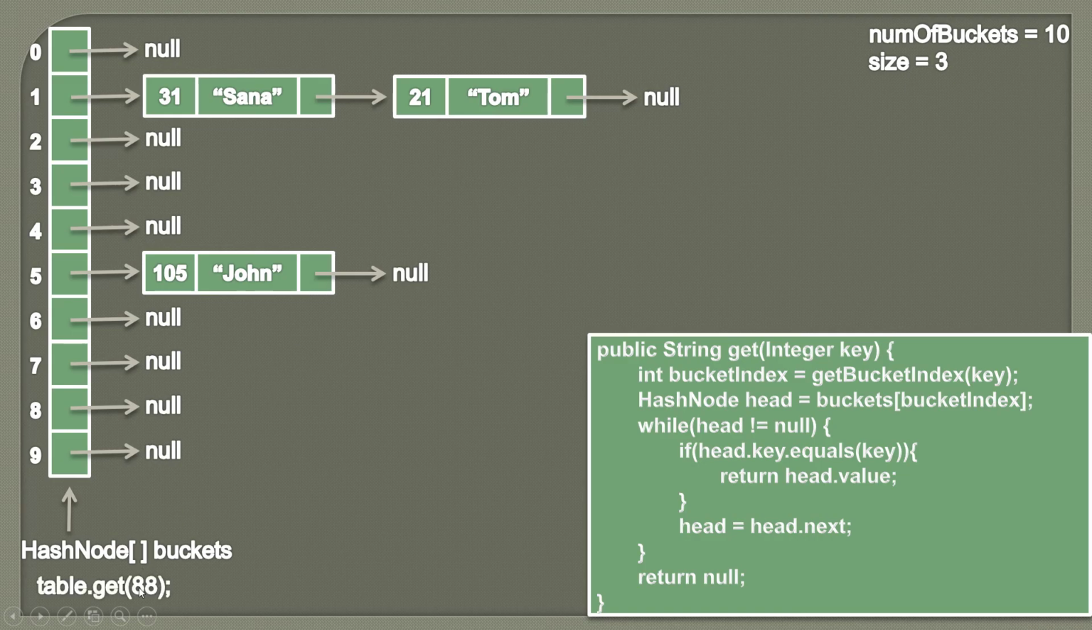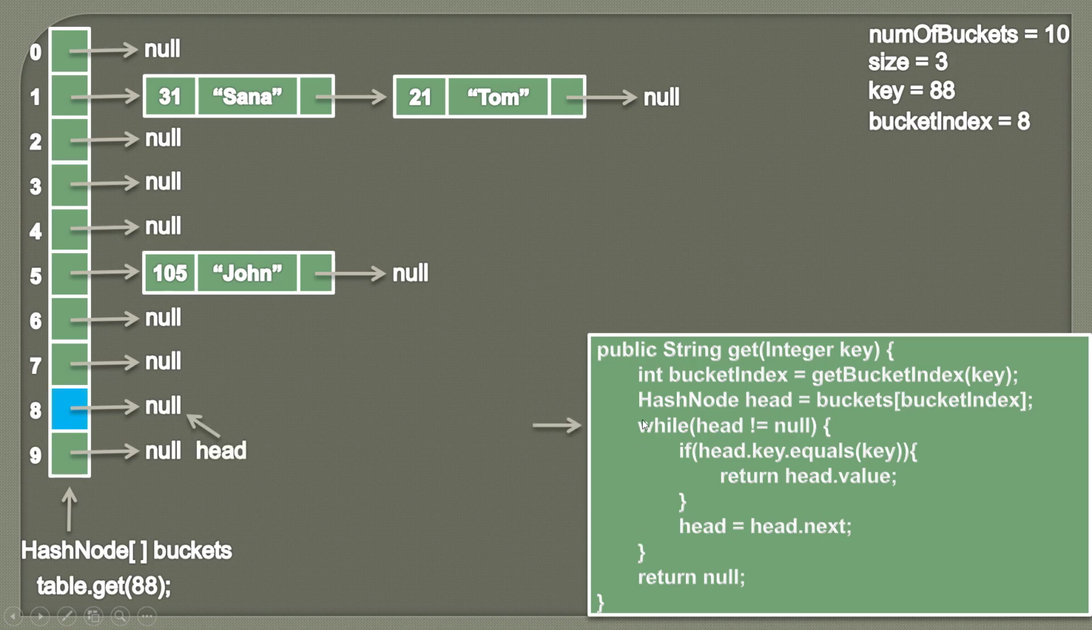Now friends, let's say we want to search for a key which is not present in this hash table. So we call the get method and pass in the key as 88. We calculate the bucket index: we divide 88 by 10 and we get the remainder 8. So the bucket index will be 8. So we access the hash node via the bucket index, which would be our head now. So head is pointing to null.